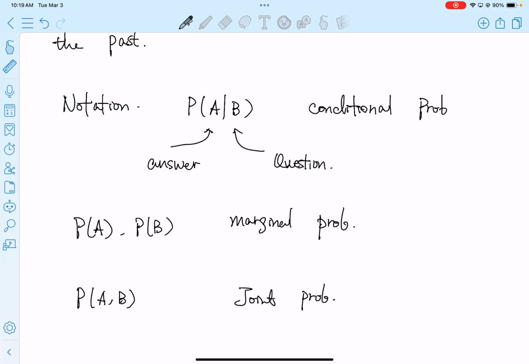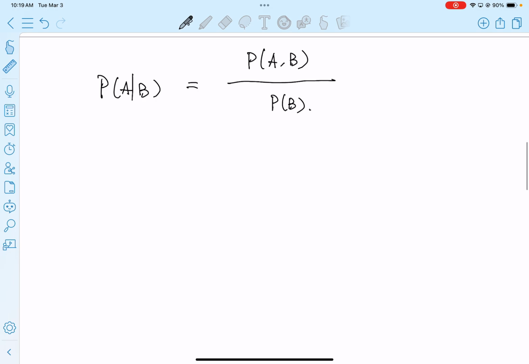So these are the notations that we will be using. Okay, and then we will have this formula: when you have the joint and the marginal, you can obtain the probability for the conditional case. Okay, so that's the notation. Now let's take a look at one example.